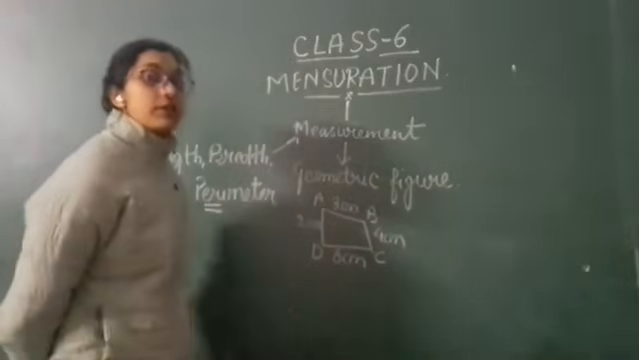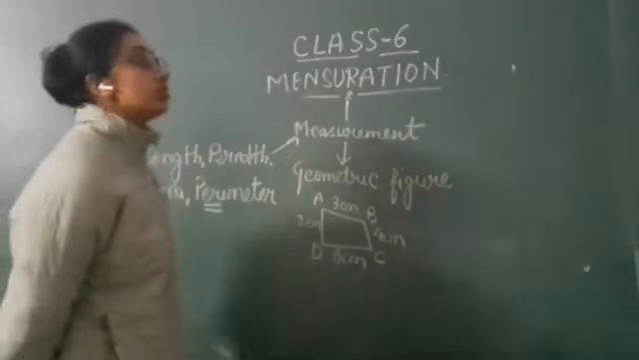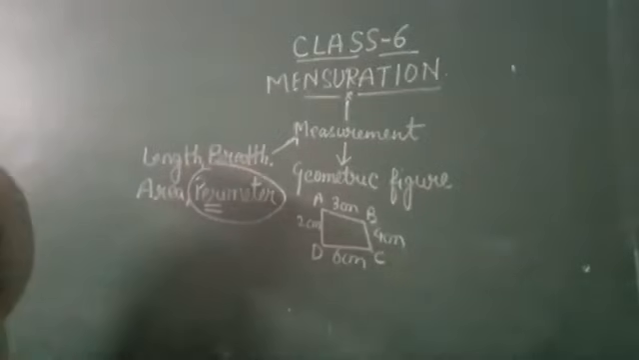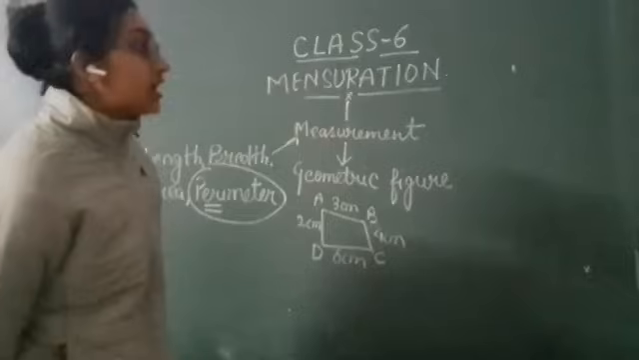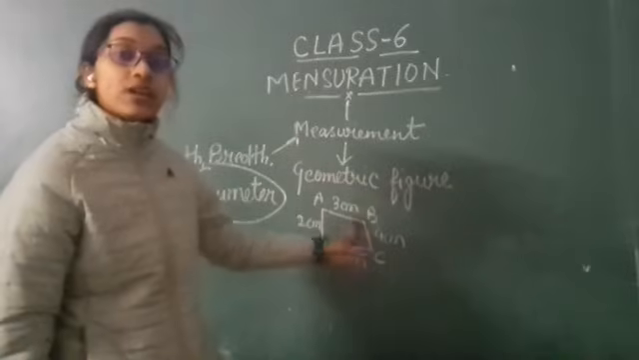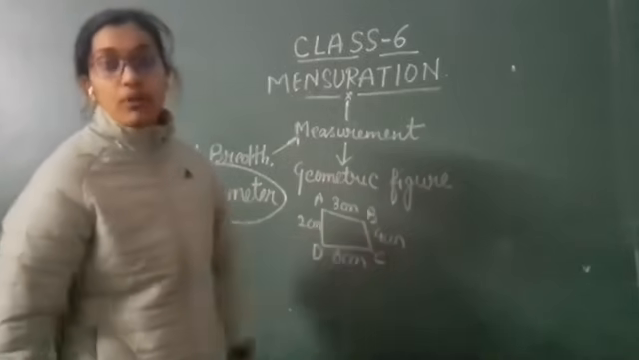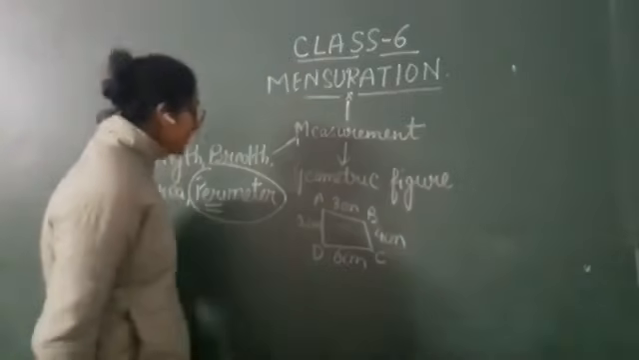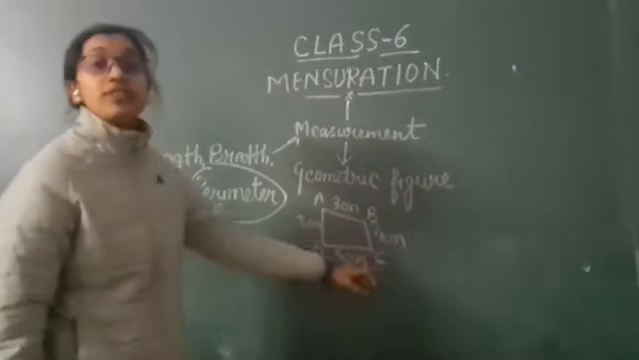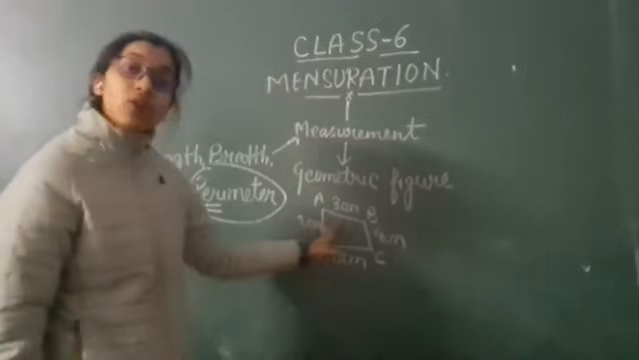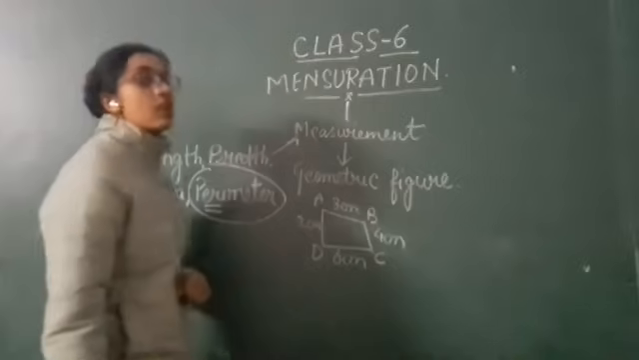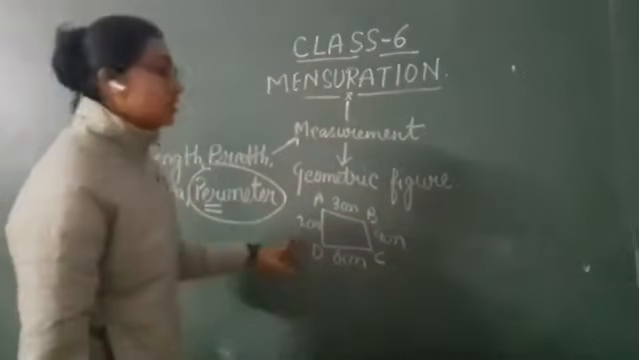Okay, what do you understand by the term perimeter? What is the meaning of this perimeter? Perimeter of a closed figure is equal to the length of its boundary. It means if we add all the lengths, we get the perimeter, because the perimeter is equal to the sum of all the lengths of the sides.